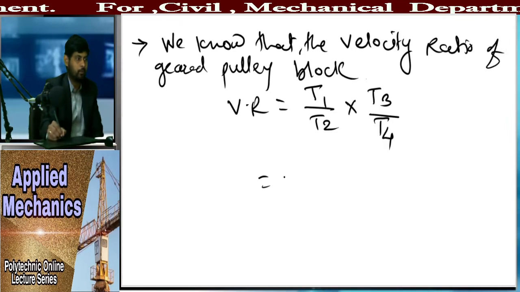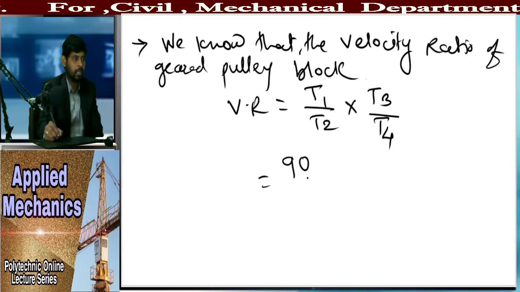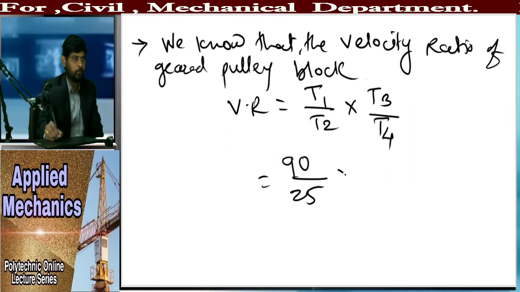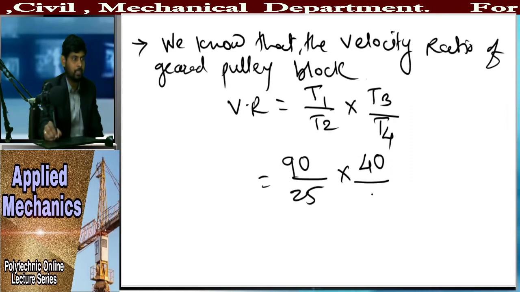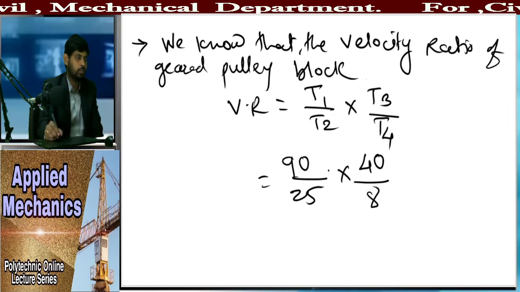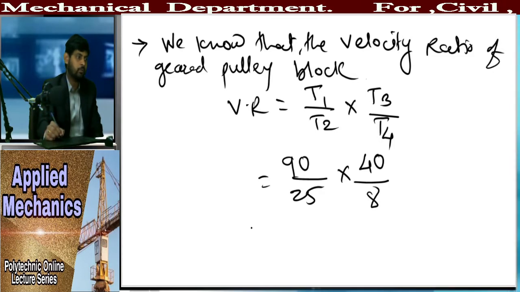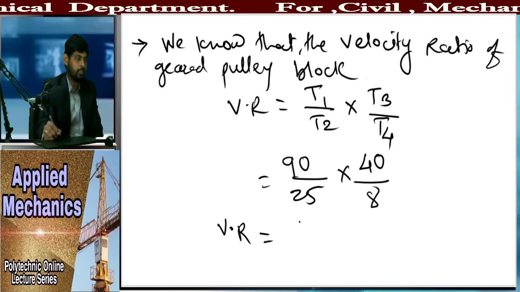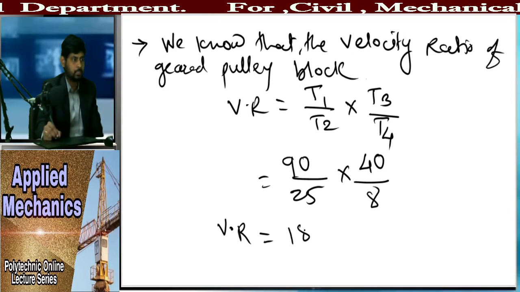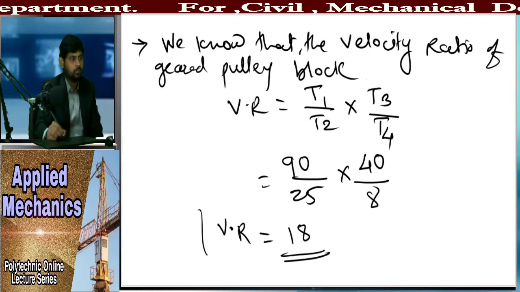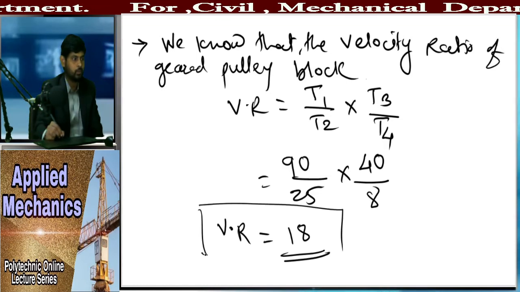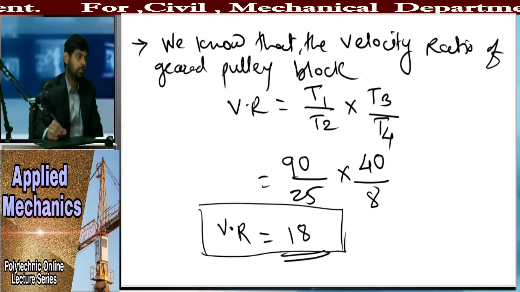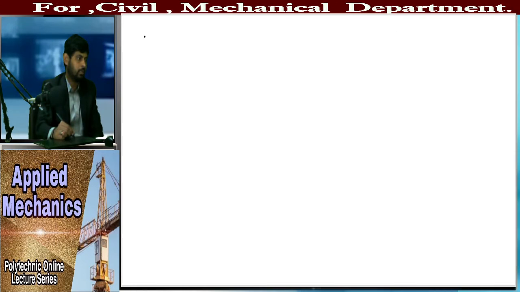So here we have to put the values: 90 divided by 25 multiplied by 40 divided by 8. Do the calculation of this term, then you will get the velocity ratio. The velocity ratio is nothing but 18, right? Once we have found the velocity ratio, then we can take the mechanical advantage.